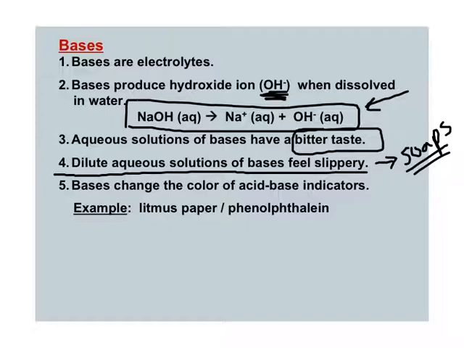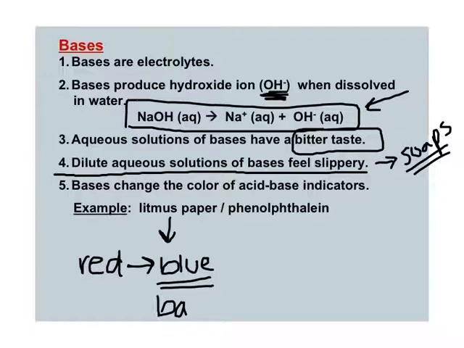Here, for acid-base indicators, with litmus paper, you're going to use the red litmus paper, and it will change to blue. So you'll have to start with a piece of red litmus paper, and when you dip it into the base, it's going to turn blue. Now, how do you remember this? Well, base starts with a B, blue starts with a B.